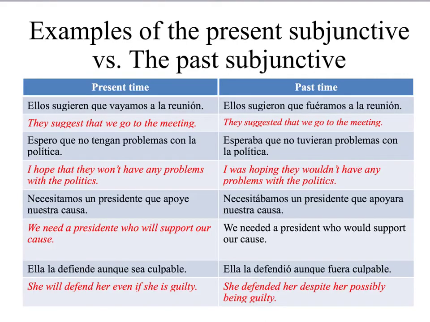Here are some examples of present subjunctive versus past subjunctive. So it says, ellos sugirieron que vayamos a la reunión. They're making a suggestion, which is why we need the subjunctive. And then here it is in the past tense, and that's why we need the past subjunctive right here. It says, I hope that there's no problems. Again, we have hope there, so we need our subjunctive, and then here's our past subjunctive. As far as needing a president that would support our cause, when we needed one in the past, that's when we have to use the past subjunctive. Same is true for she defended her. All right.